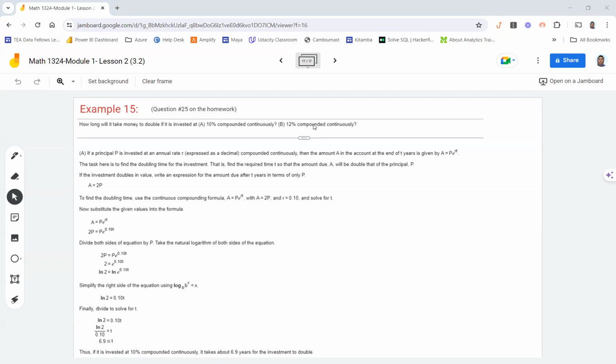And similarly, you can solve part B of this question. You just need to change the rate from 10% to 12%.